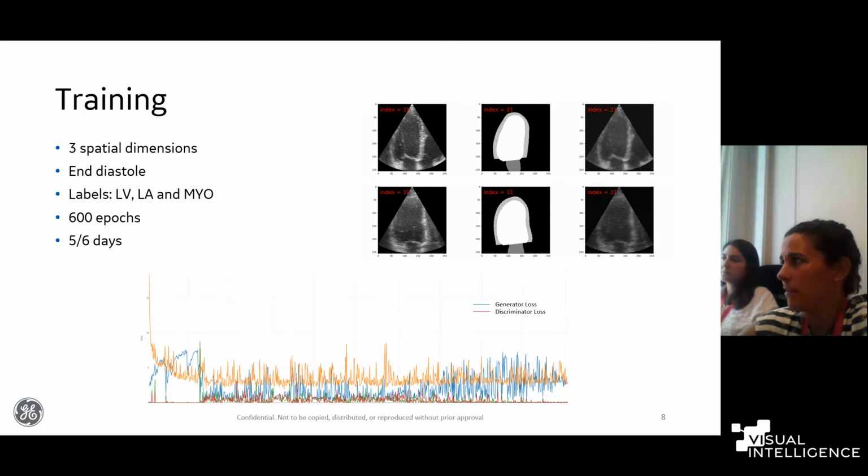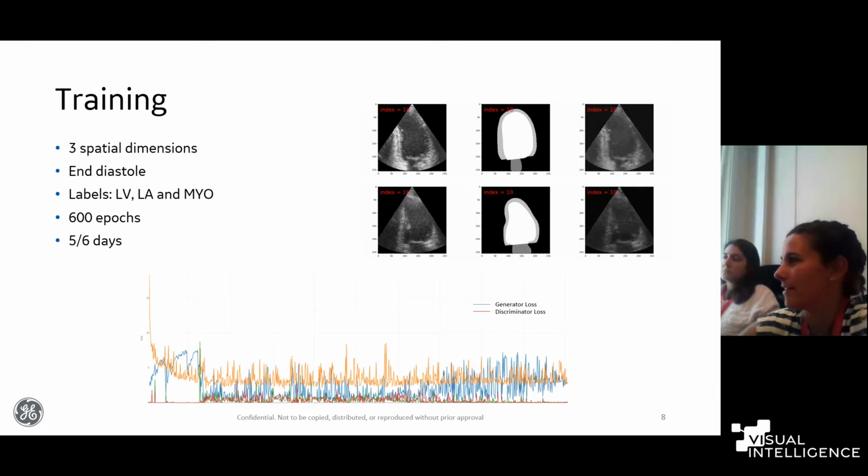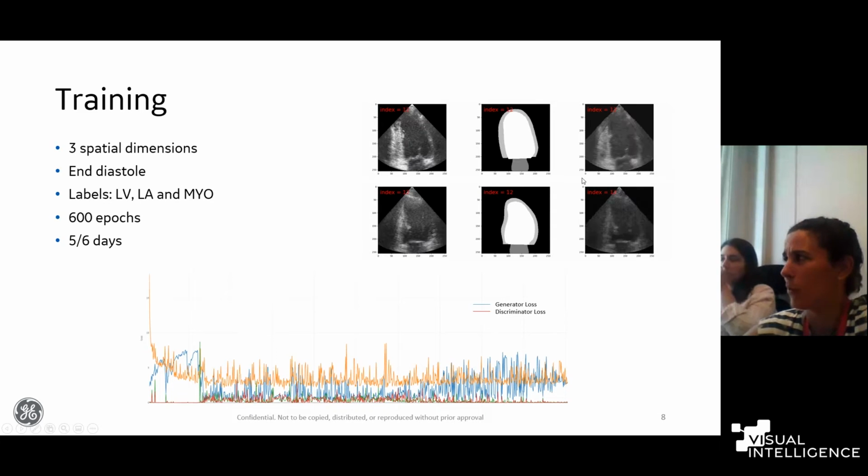So I trained this GAN for 600 epochs, and it took around 5 to 6 days to train it because it's 3D data. And I was having some computational memory constraints, as is obvious. And these are 2 of the best training epochs.